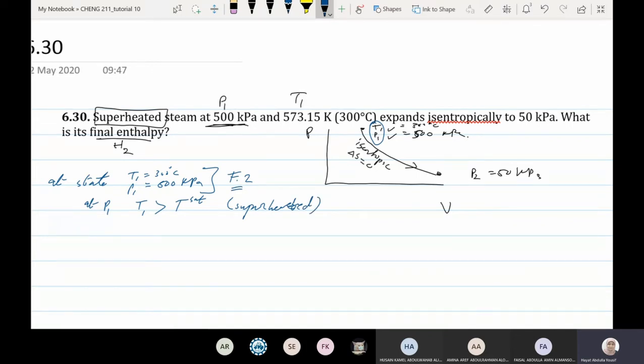Okay, the question here is how to get the final enthalpy. Now, when I go to the final state, again, I will ask myself, is it fully defined?